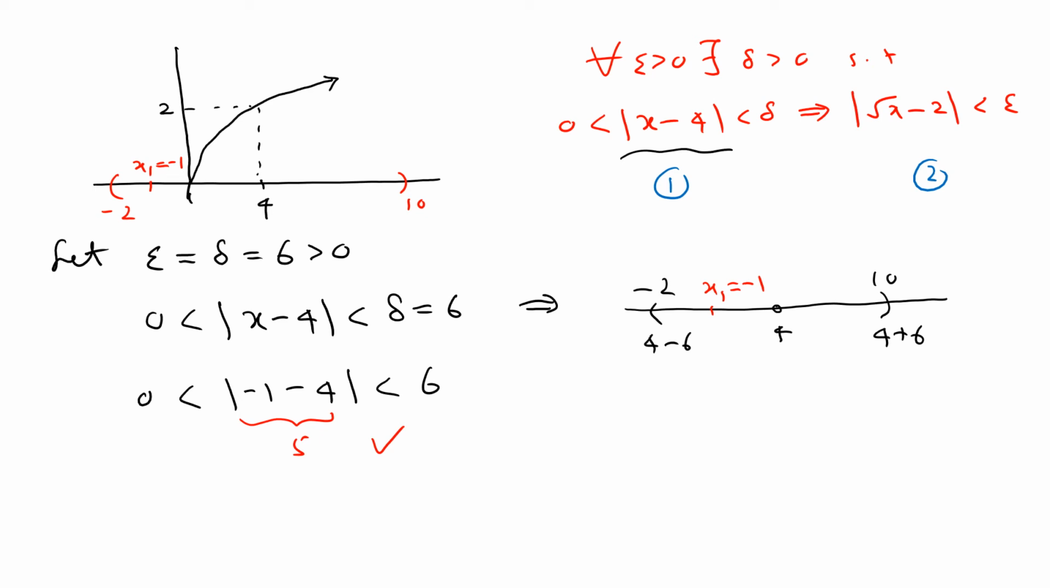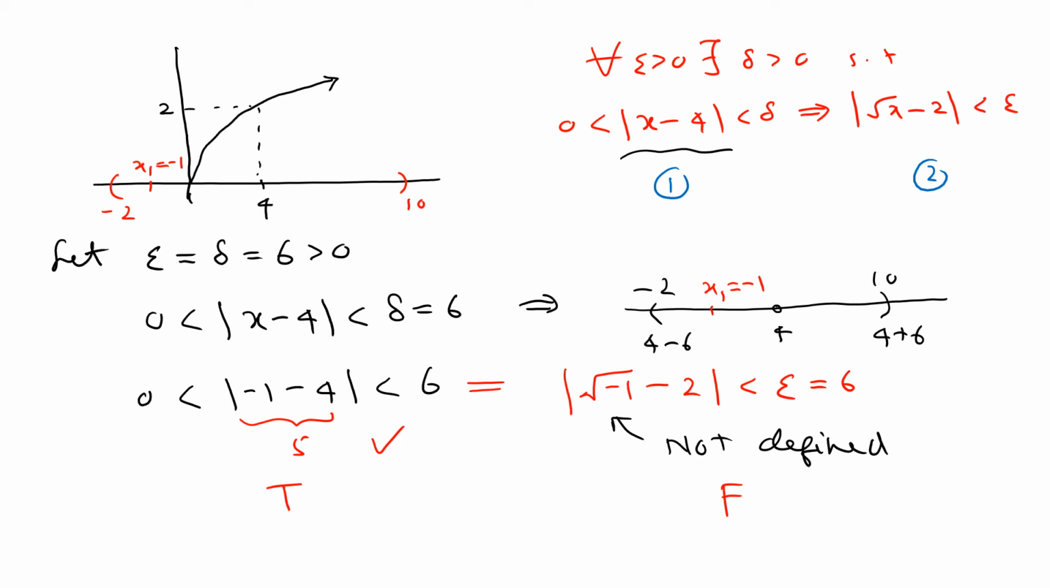For this value, you get the square root of negative 1 minus 2 less than epsilon, which is equal to 6. Is this the case? You can see that this is wrong. The problem is this is not even defined. So that means this side is false. You can see the left hand side is true, but the right hand side is false. So that means this implication does not work anymore. So this proof is completely wrong after that.